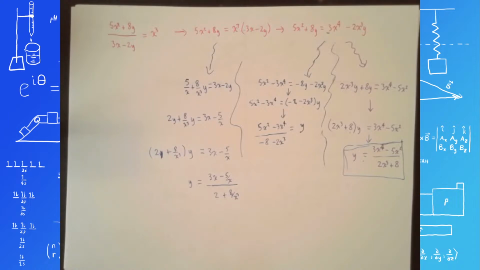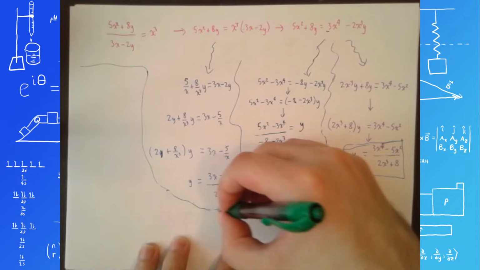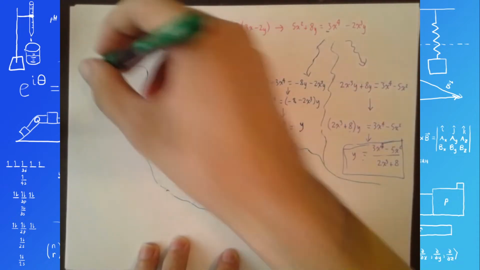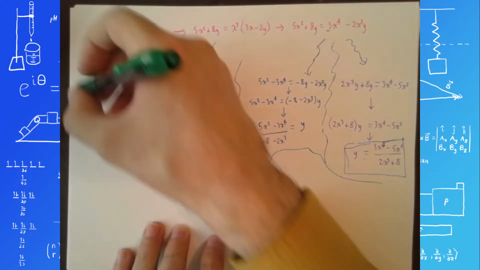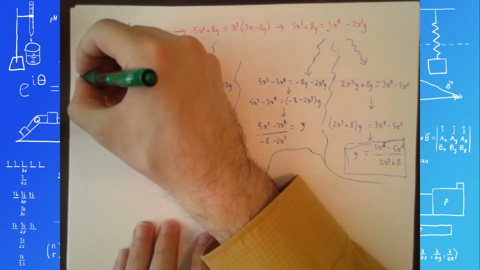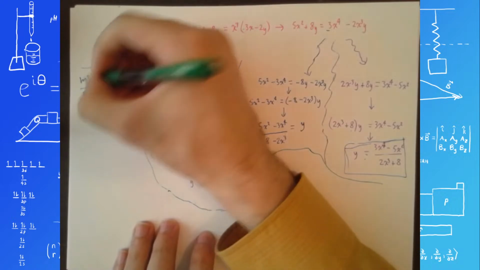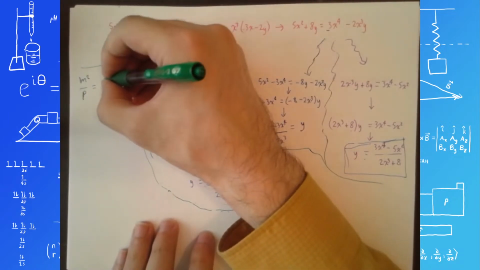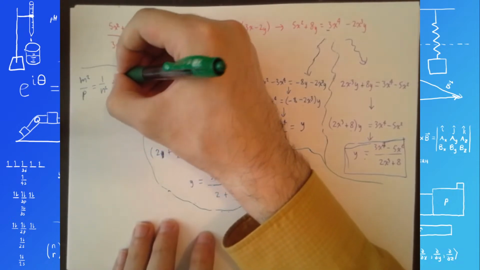Anyway, next up we've got one that trips up students a lot. I think I will do it up here. We have m squared over p equals 1 over n squared plus 1 over m.